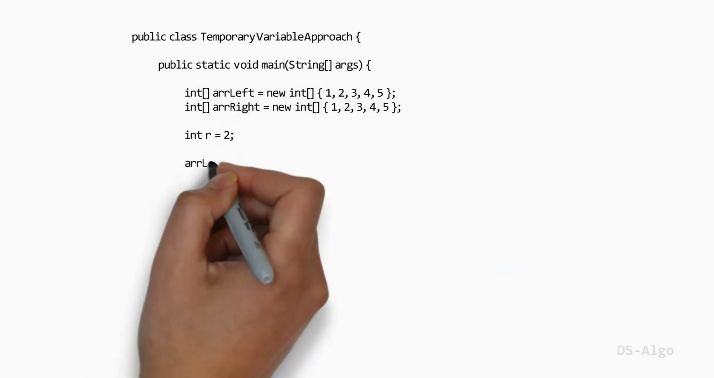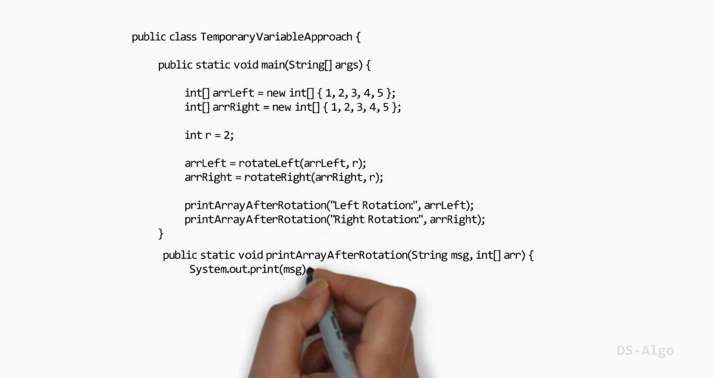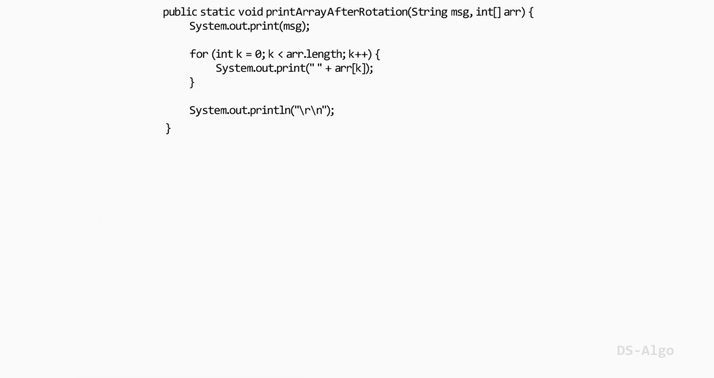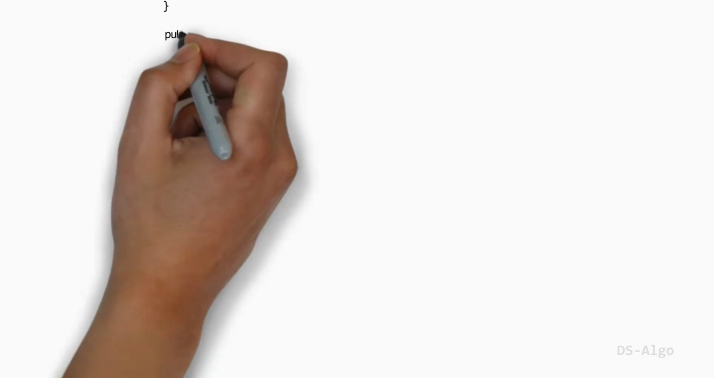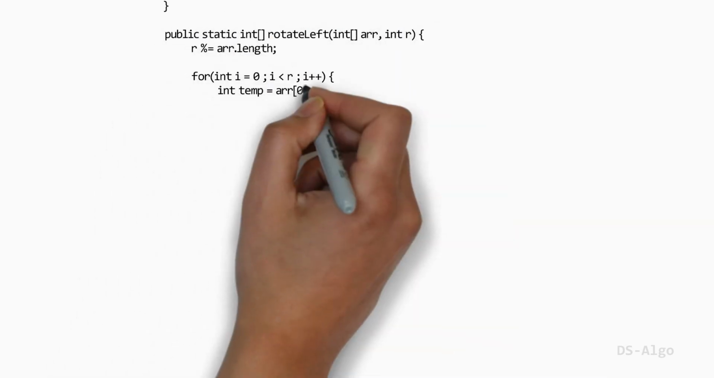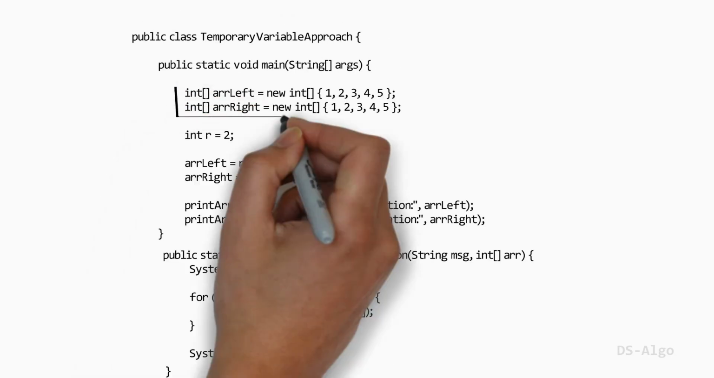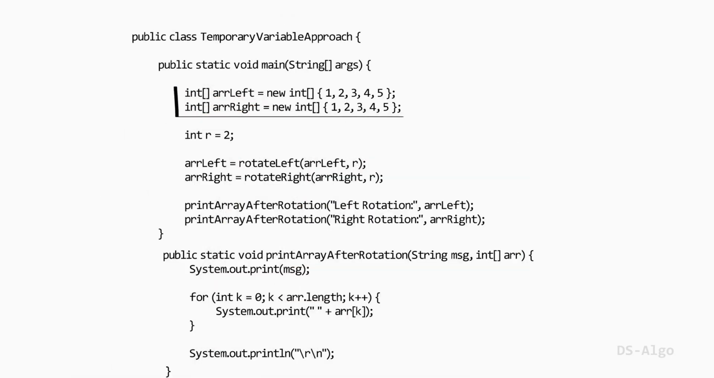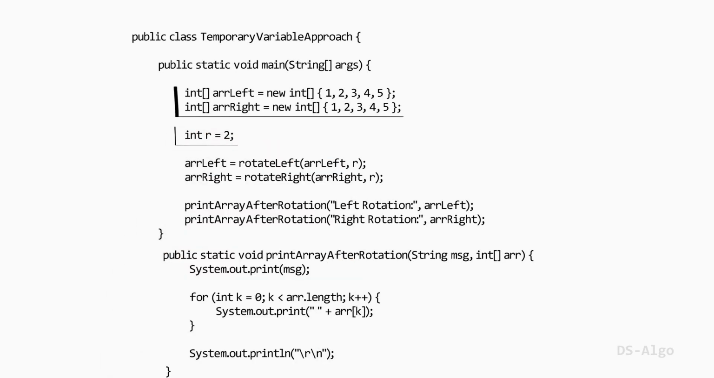Let's look at the implementation of this algorithm for both left and right rotation of an array. The main idea behind this algorithm is to store one element of the array and shifting the remaining elements by one position. These are the two elements on which we have to perform the array rotation towards the left or right. The rotation count is 2.